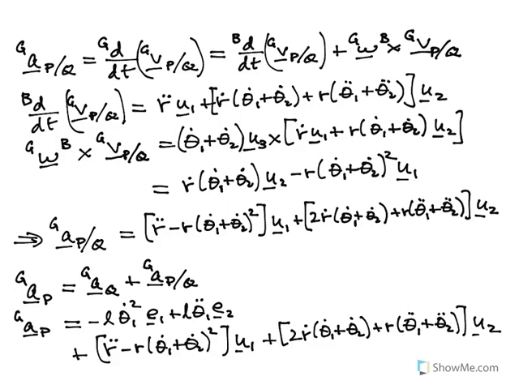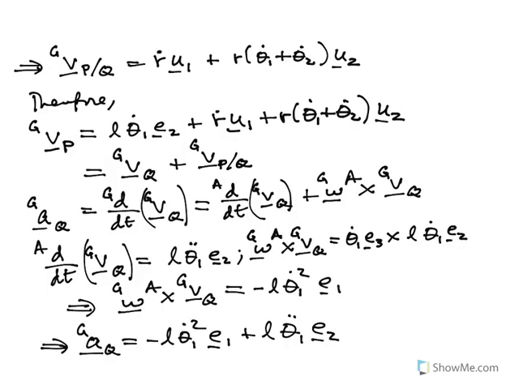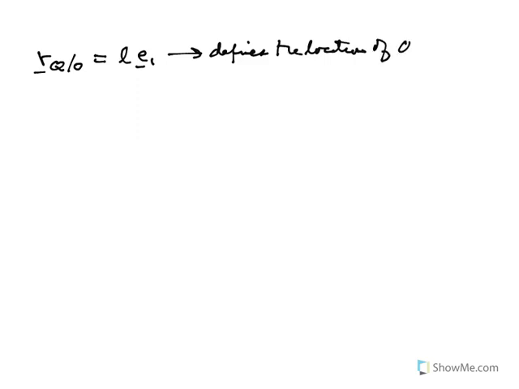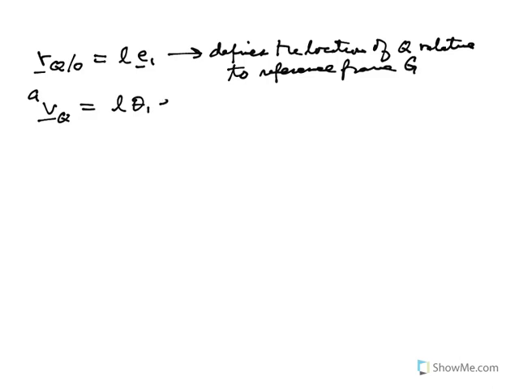So what is it that we now learn from this? If we go back to the beginning, we have the following terms. So let's write them down, and let's get a little bit more explicit. The position of Q relative to O is equal to L times E1. This defines the location of Q relative to reference frame A. Reference frame G in this case. The velocity of point Q in G is equal to L theta dot times E2. Theta 1 dot times E2.